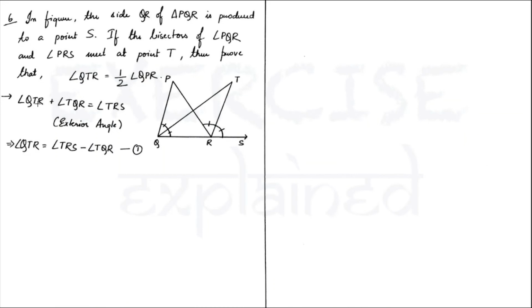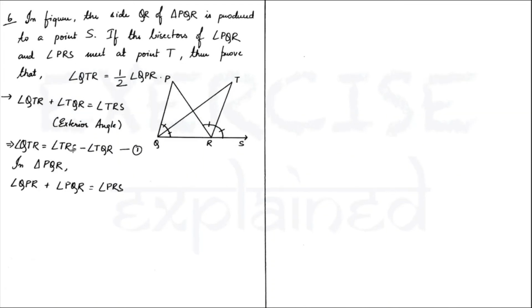QTR plus TQR gives us TRS. That is, this exterior angle is equal to the sum of two opposite interior angles. Out of this, I take this TQR to the other side, and what we get is QTR is equal to TRS minus TQR. So that's going to be our equation 1. We just keep it as equation 1.